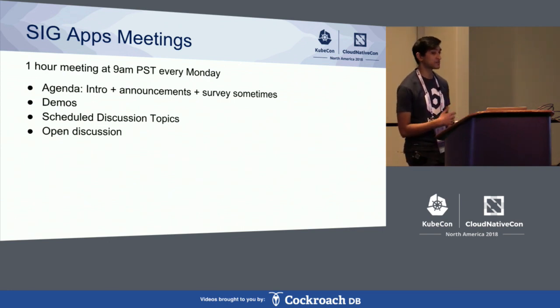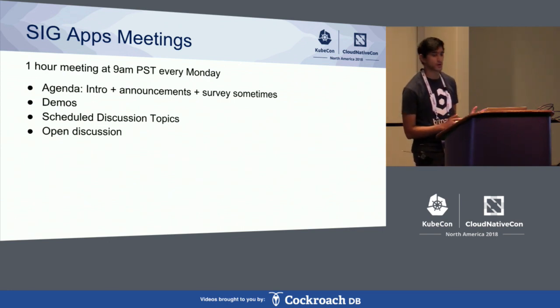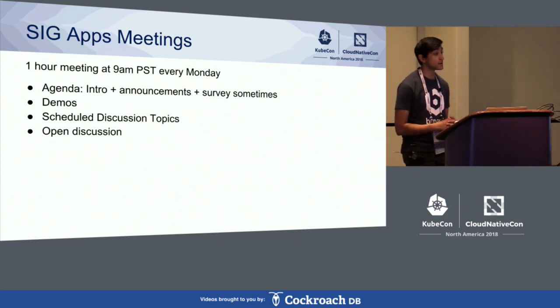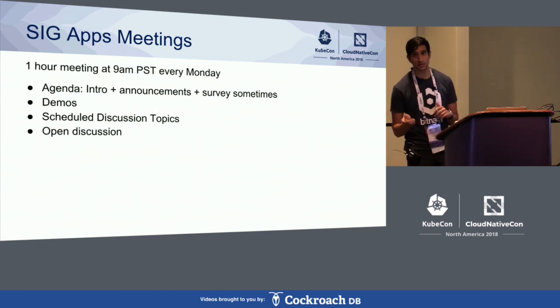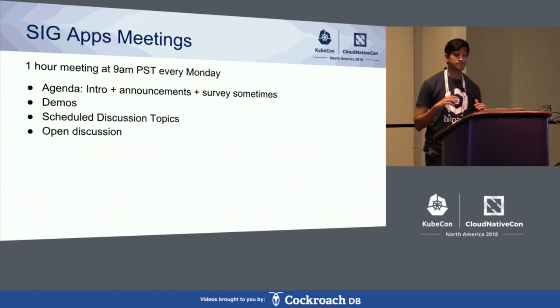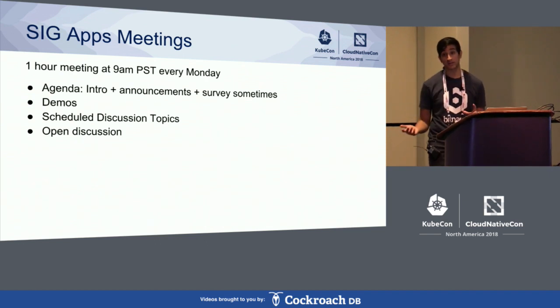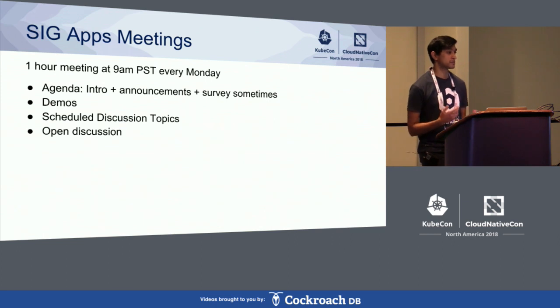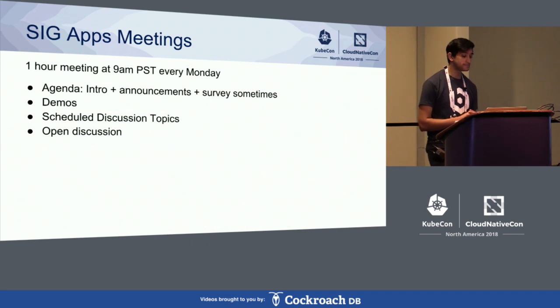And then we'll typically have 1 or 2 demos, like 10-minute demos on new projects in the ecosystem or updates to existing projects. And then there'll be scheduled discussion topics. Right now we're alternating between discussions around the Workloads API, and then the other week we'll have discussions around developer tooling. And again, in the ecosystem, what kind of tools are being developed out there, things like Scaffold and Draft and Helm have been discussed during those topics quite a lot.